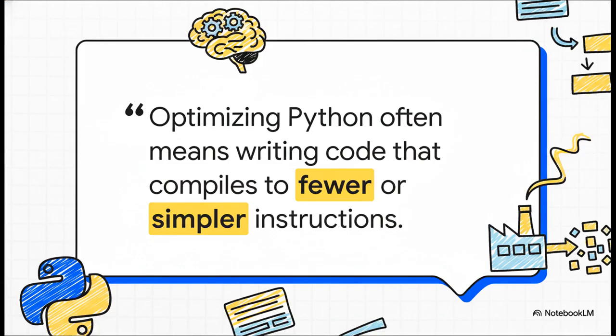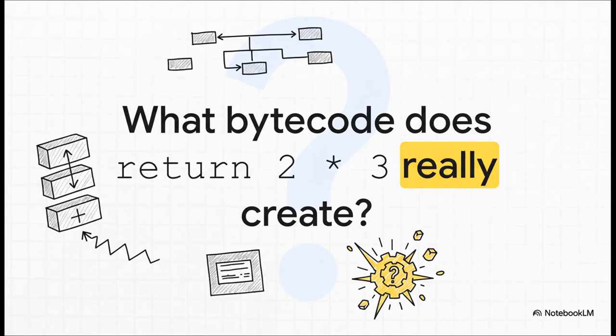But it's not just about what you write. Turns out the compiler has some pretty clever tricks up its own sleeve. So let me show you a little magic trick from the Python compiler itself. Take a look at this function, return 2 times 3. Now, based on everything we've learned, you'd probably expect 3 instructions, load 2, load 3, and then multiply, right? Well, what if I told you Python is actually smarter than that?